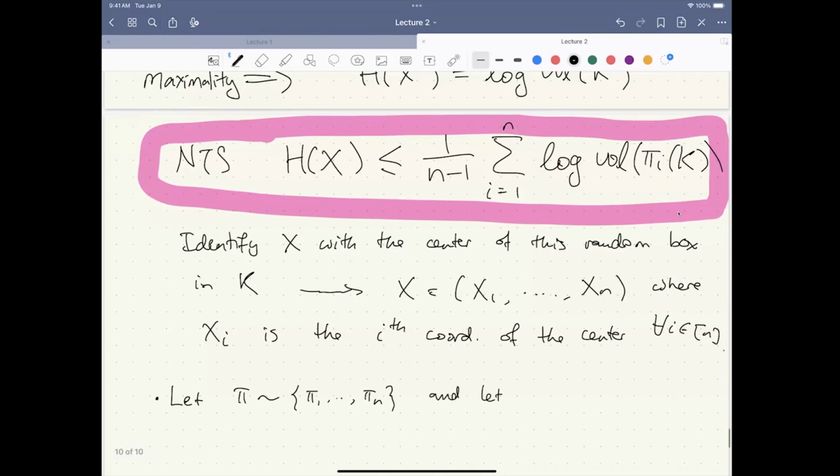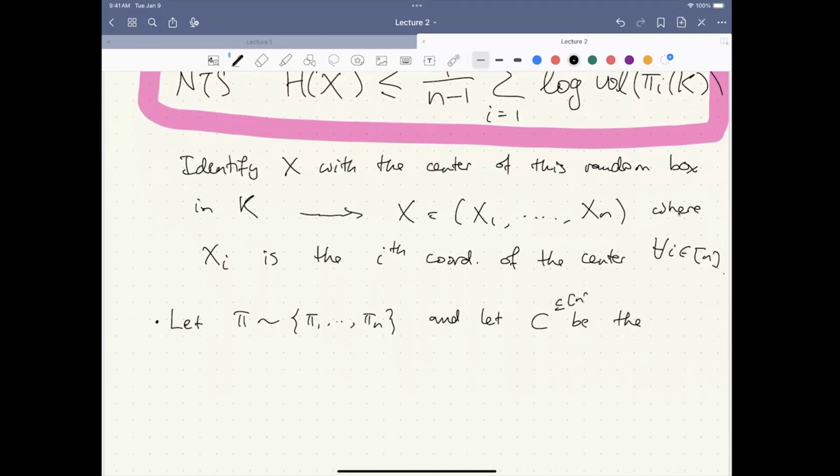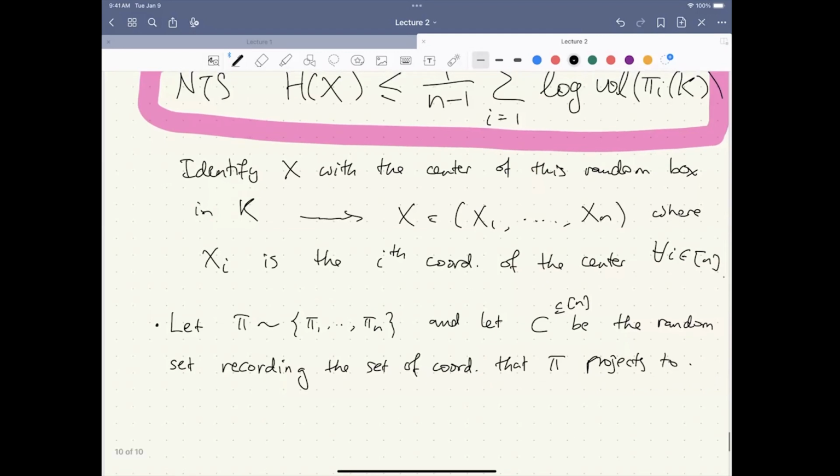And let C be the random set, which is a subset of n, recording the set of coordinates that pi projects to. In other words, if pi equals pi I, then C is just nothing but n with I removed, right?